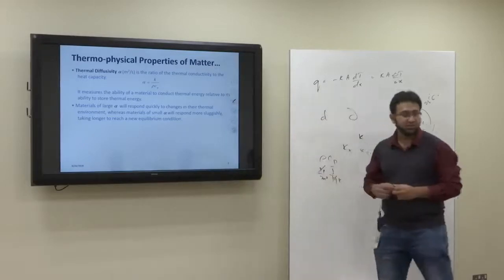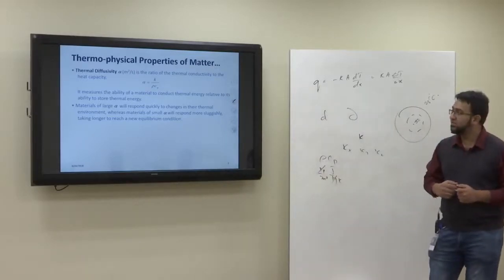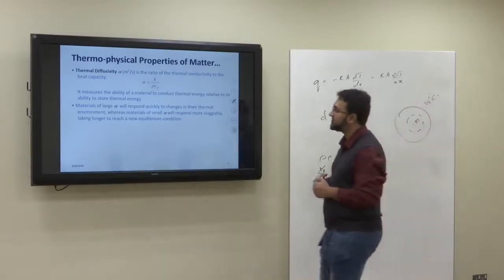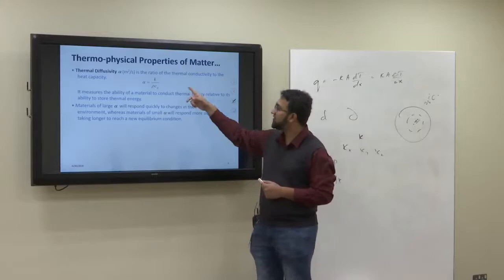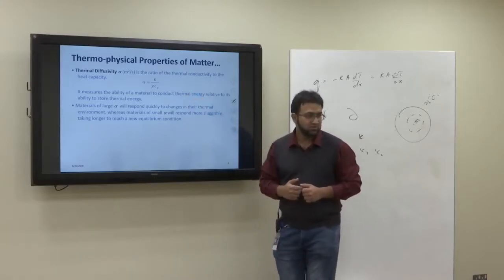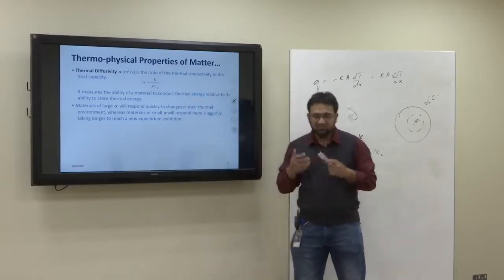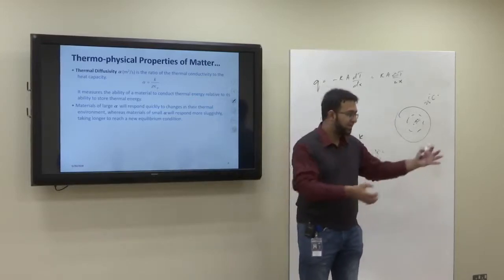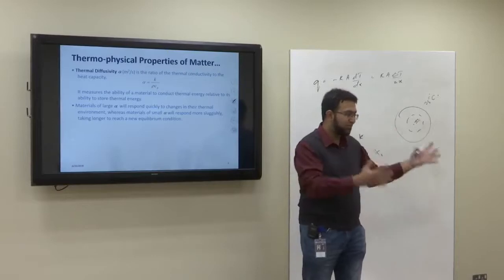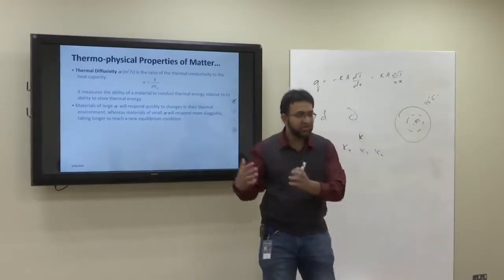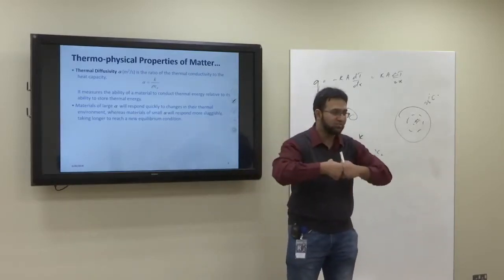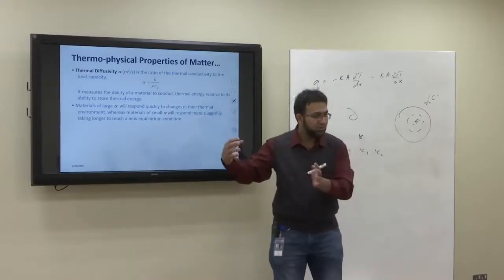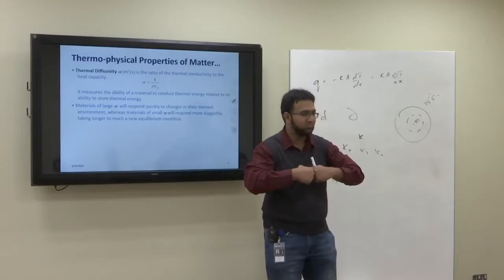Thermal diffusivity. Thermal diffusivity is basically defined as alpha, and it is a ratio of thermal conductivity to the heat capacity. So in physical terms, if I am the material and heat is being supplied to me, I have an ability to transport the heat as well as the ability to store the heat. So it's a ratio of how much I will transport compared to how much I will store.